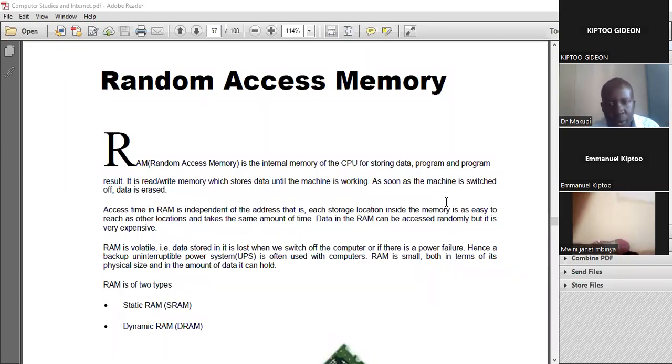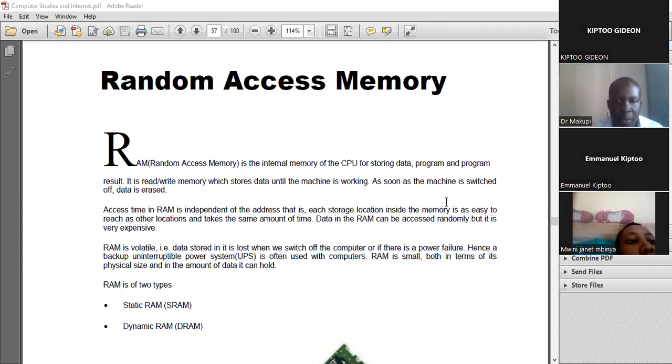Now, RAM is generally small in terms of physical size and also the amount of data it can hold. Remember, it is a device made up of semiconductor materials, and it is designed to be a fast kind of memory. That is why it is small in size, because it is purely made of semiconductor materials, and that facilitates fast access. So RAM is small both physically and in the amount of data it can store.